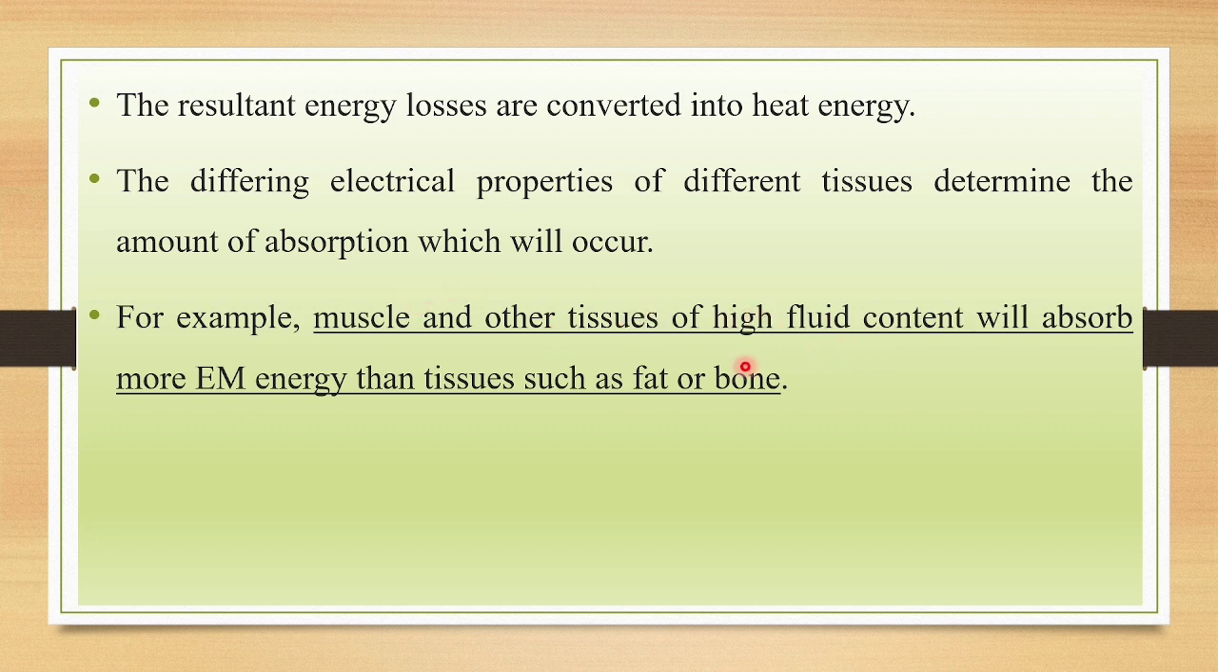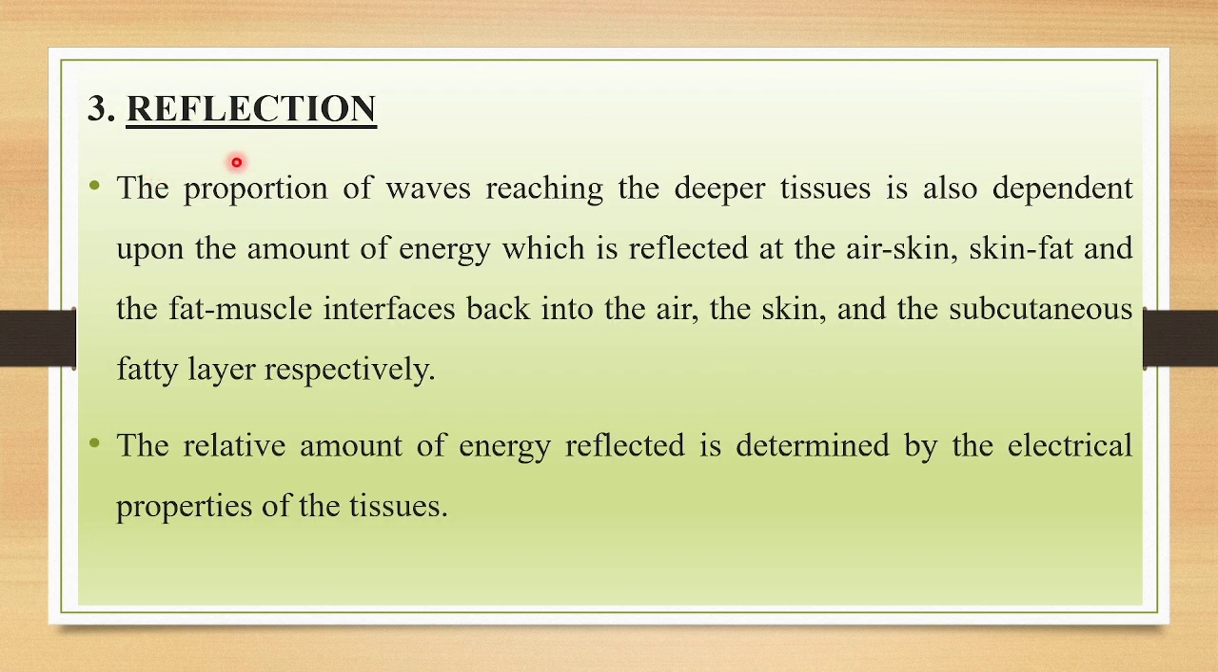So muscles and other tissues of high fluid content will absorb more electromagnetic energy than tissues such as fat or bone, which have less fluid content. The third physiological effect is reflection.